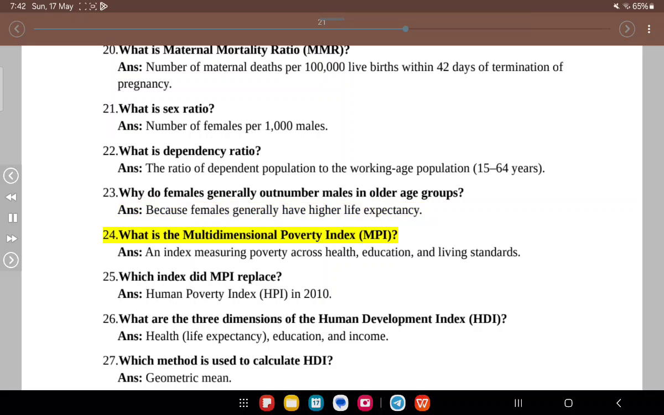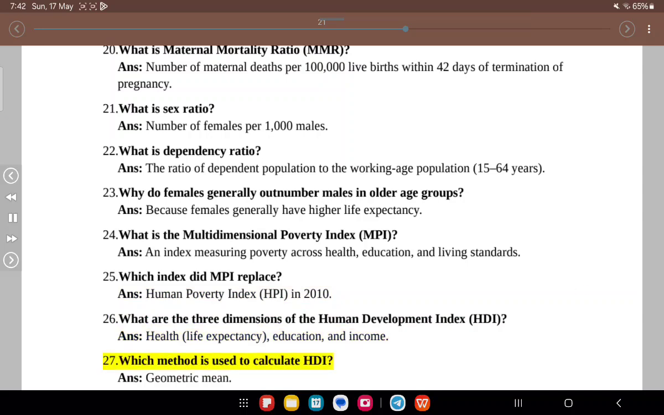24. What is the Multidimensional Poverty Index, MPI? Ans. An index measuring poverty across health, education, and living standards. 25. Which index did MPI replace? Ans. Human Poverty Index, HPI, in 2010. 26. What are the 3 dimensions of the Human Development Index, HDI? Ans. Health, life expectancy, education, and income.